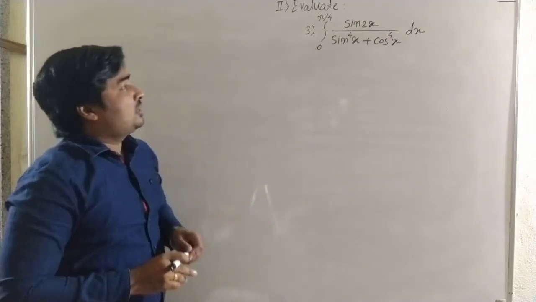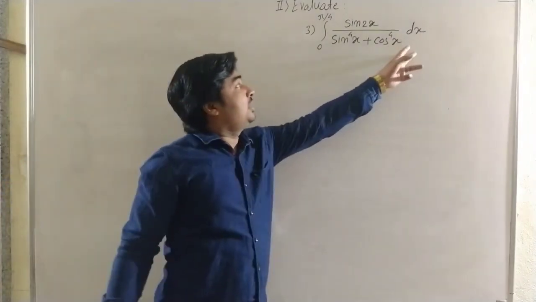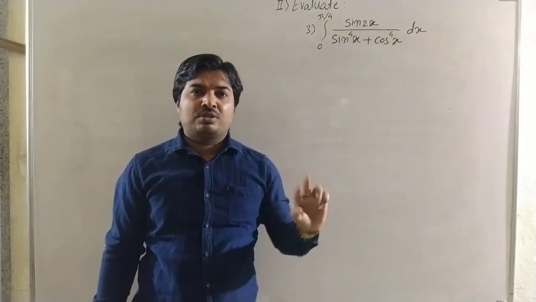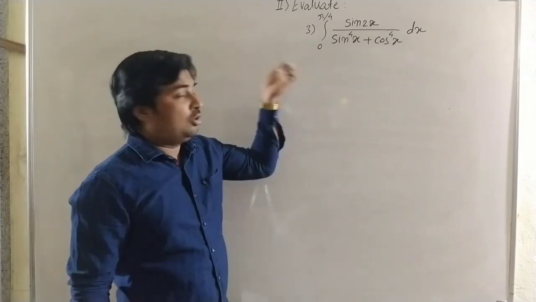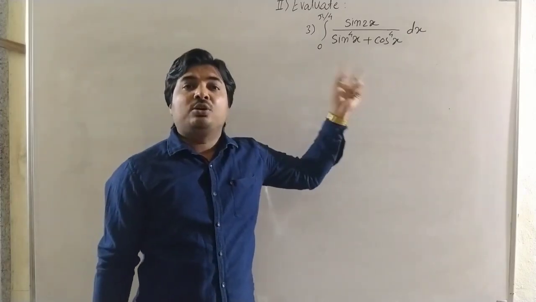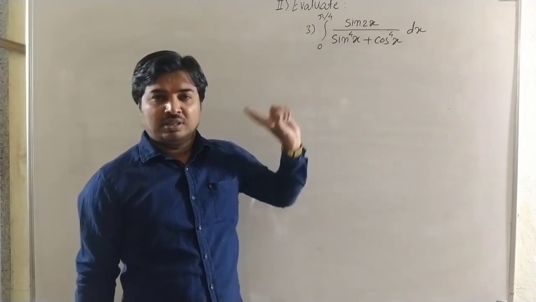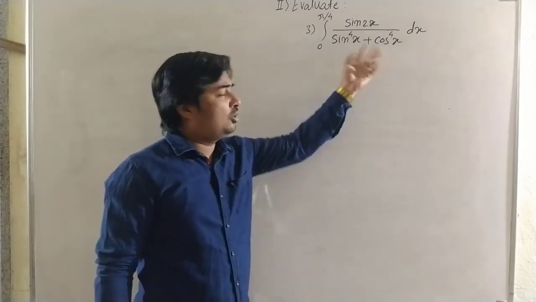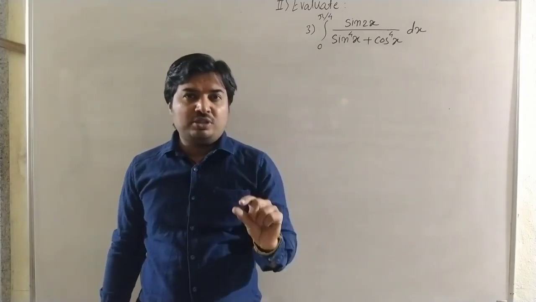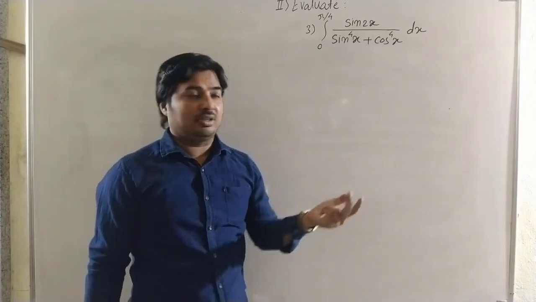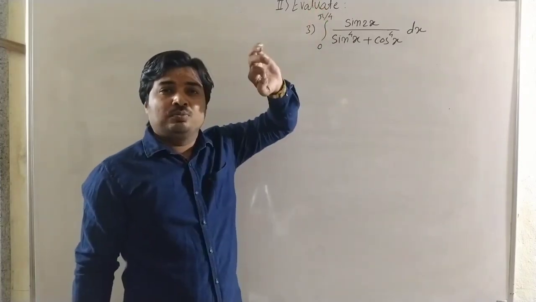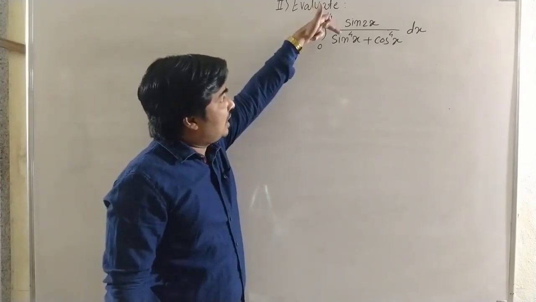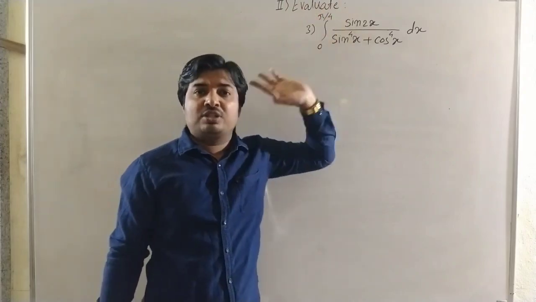Here it is sin 2x into dx, that is, in the multiple of dx there is sin 2x, and we know that sin 2x is a derivative of sin square x or cos square x. Derivative of sin square x is sin 2x, and derivative of cos square x is minus sin 2x. Derivative of sin square x is 2 sin x into cos x, that is sin 2x. Or derivative of cos square x is 2 cos x into minus sin x, it is minus sin 2x. That means sin 2x is a derivative of sin square x, or cos square x. We put sin square x is equal to t or cos square x is equal to t.